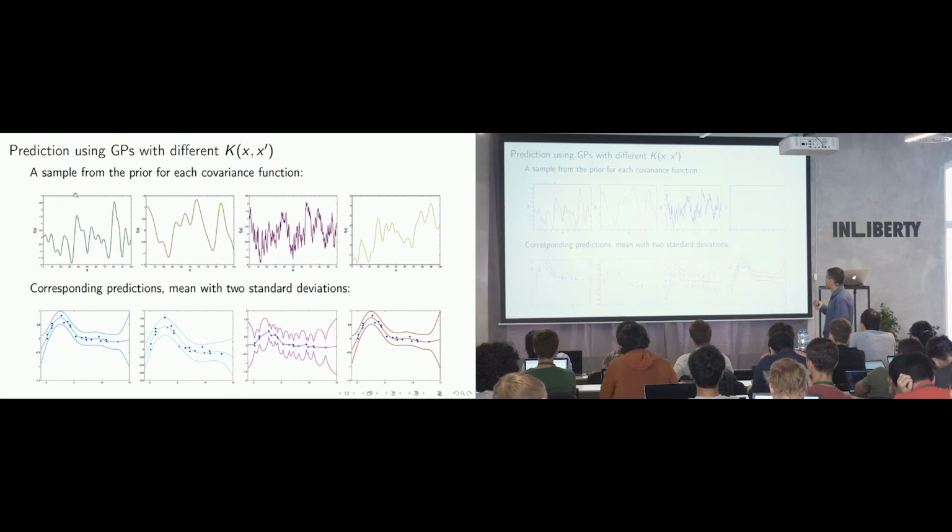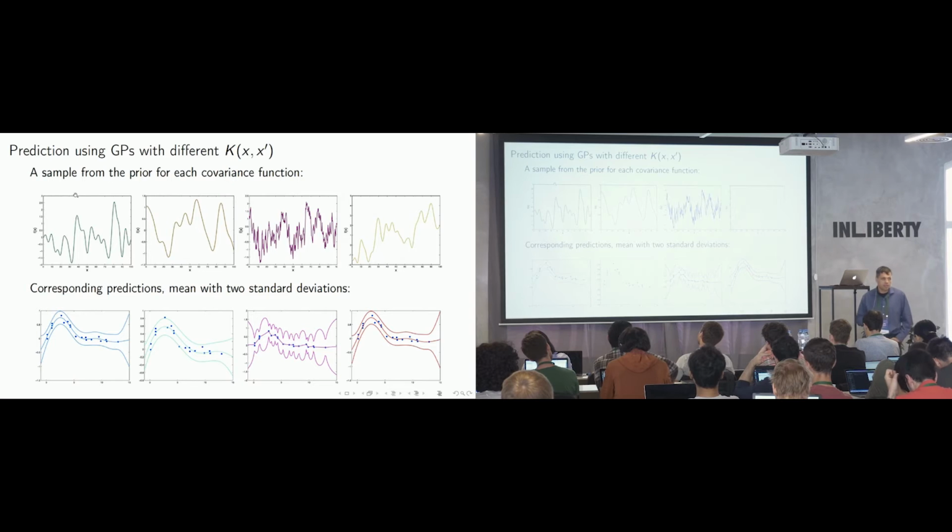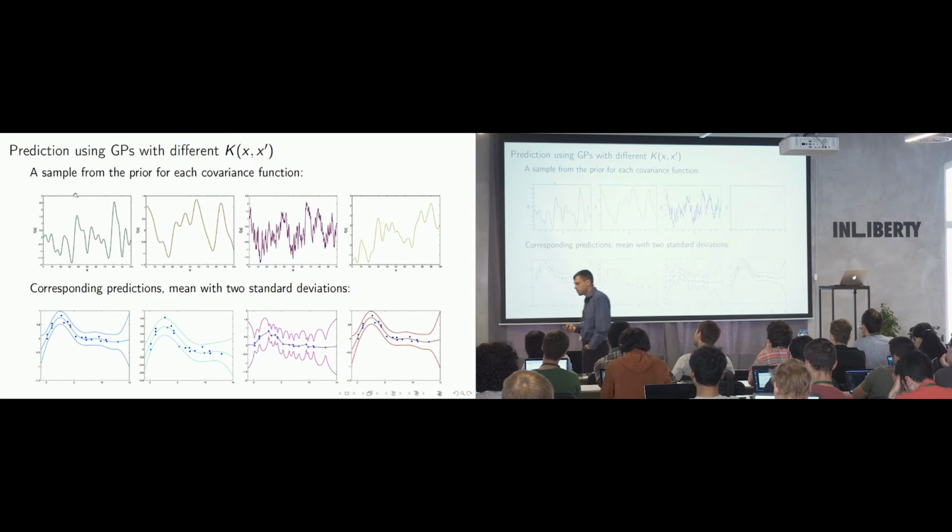In this picture, I just depicted typical predictions we can obtain when using different covariance functions. For the same data set, you see that depending on which covariance function I use, I can obtain quite different predictions. And so that means that it's very important to accurately select the type of the covariance function and its parameters. And the question is how to do it.